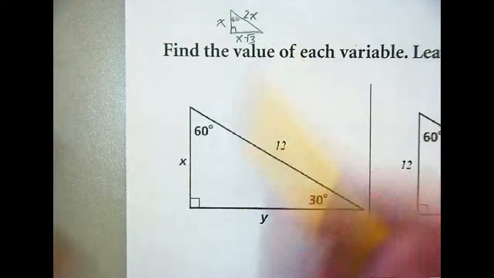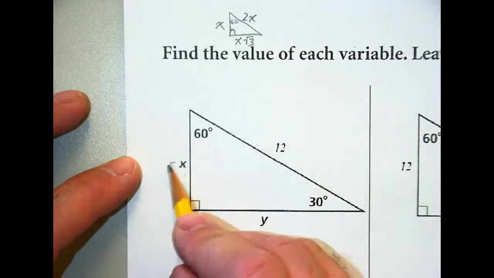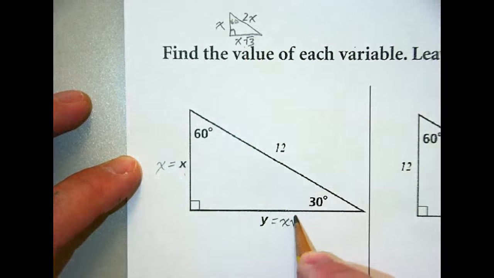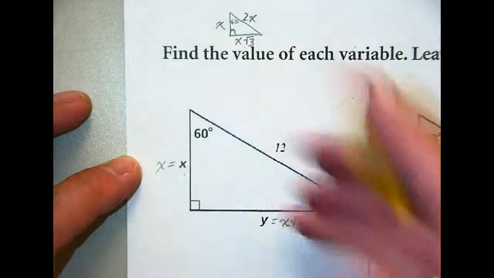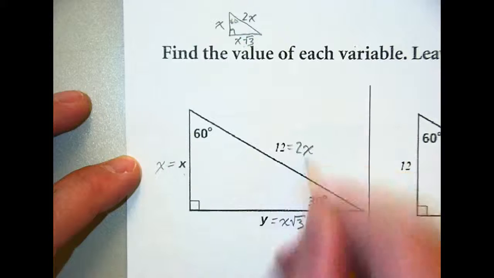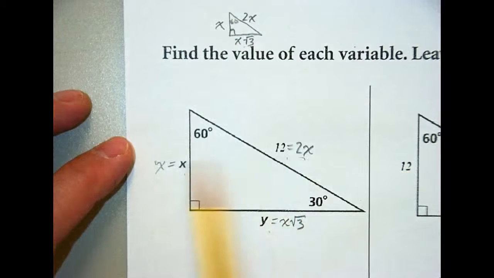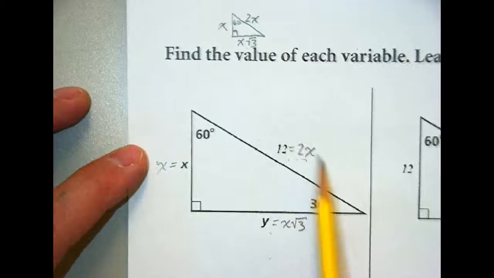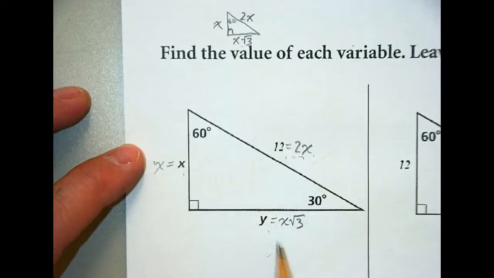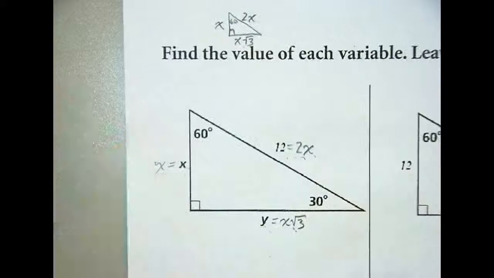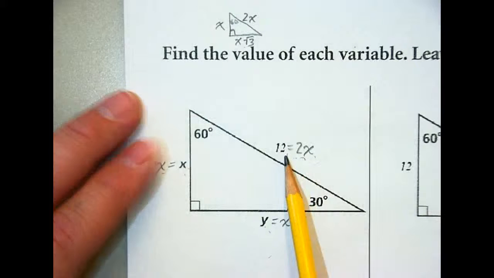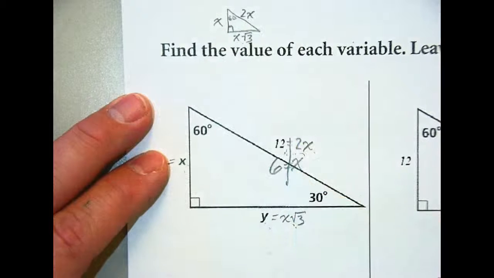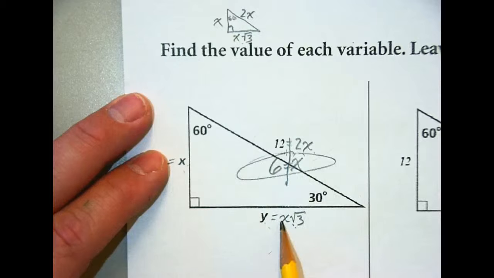All right, so in this, x corresponds to x. That's good. Y corresponds to x root 3. So I label them, and 2x corresponds to 12. Which of the 3 equations can I solve? 12 equals 2x. It's the only one with a single variable that I could actually solve. This one has 2 variables. This one is infinitely many. If x equals x, yay, we know that. But we know how to solve this. If x equals 2x, what is x? It's 6.